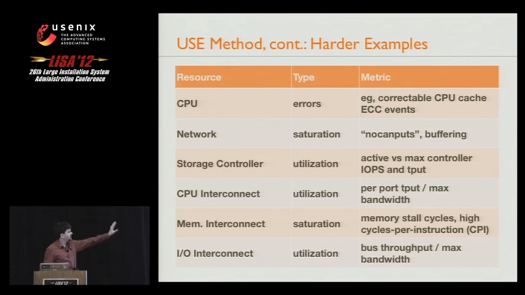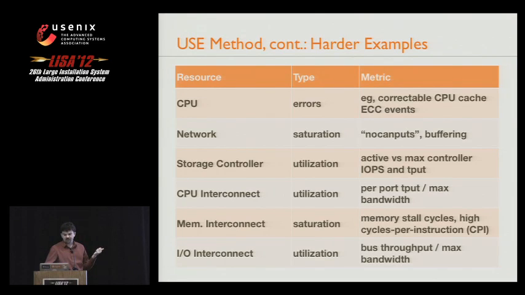Network saturation. Solaris had this thing called nocanputs, but whatever metric you can figure out there. You can also get some idea from the TCP level if you've driven the network too much, out of the TCP counters, retransmits and what have you, and drops. Storage controller utilization. Actually, you can figure that out by looking at active versus max controller IOPS and throughput. And sometimes by just adding: I know these disks are on this controller, and I know the throughput to the disks, therefore I know the throughput to the controller. You can kind of figure it out that way.